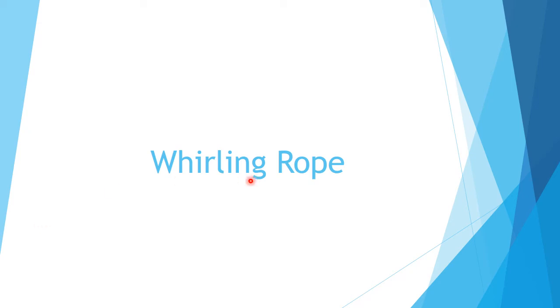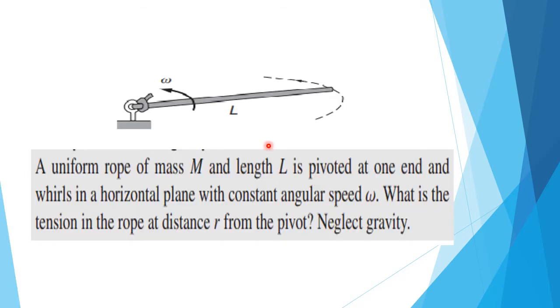Hello students, our next topic is a whirling rope or a circling rope. This is our rope of length L. It has a mass M and length L. It is fixed at one end and it is whirled or circles in a horizontal plane with a constant angular speed omega.